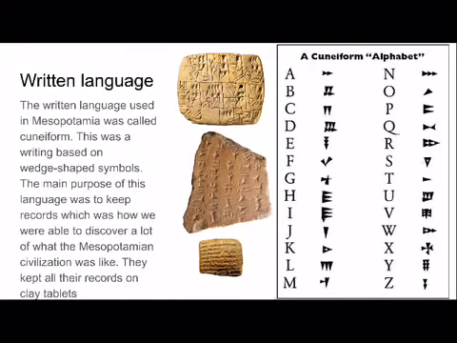So this is probably one of my favorite things about Mesopotamia, and it's because I like secret codes and messages and stuff. So the written language was something called cuneiform. This was writing based on wedge-shaped symbols. The main purpose of this language was to keep records, which was how we were able to discover a lot about the civilization in the first place. And they all kept their records on clay tablets.